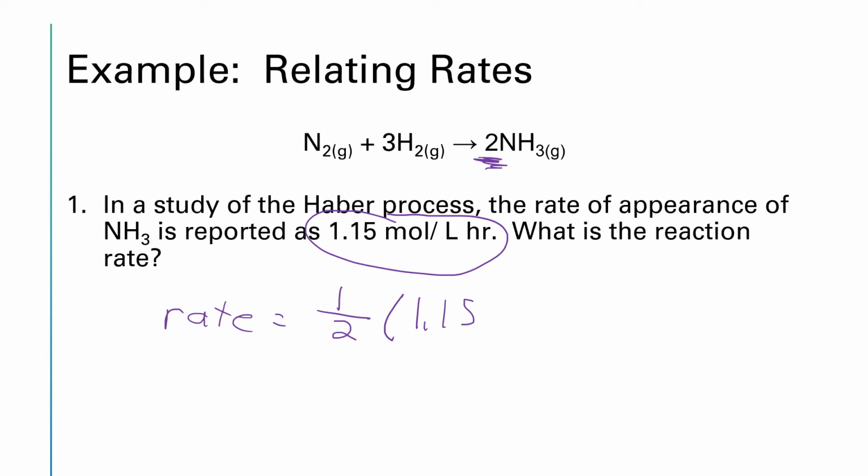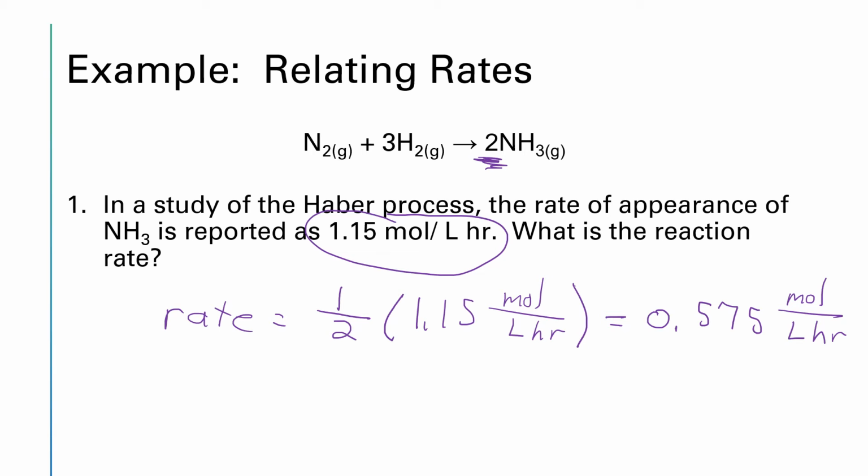So 1.15 moles per liter per hour. Remember that moles per liter is molarity, so this is often written as molarity per hour. And then if we're going to just go ahead and finish that on out, we would need to take the 1.15 and divide it by 2, and that's going to give us 0.575 moles per liter per hour for the overall reaction rate.